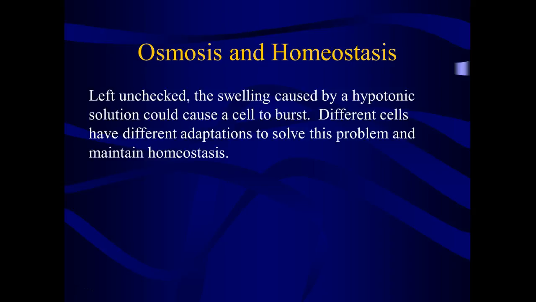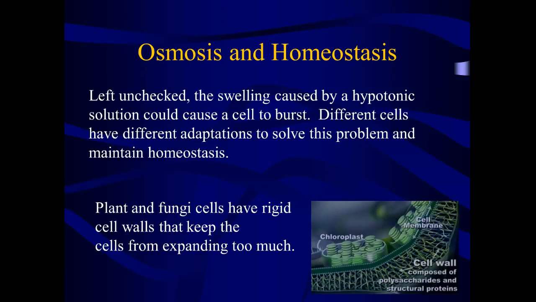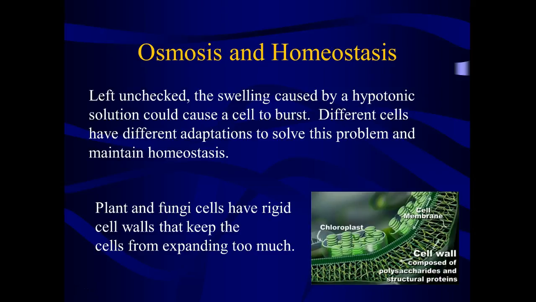So it says, left unchecked, the swelling caused by a hypotonic solution could cause a cell to burst. There are some cells that have adaptations to solve that problem and maintain homeostasis. So plants and fungi cells, they have rigid cell walls that keep the cell from expanding too much. That helps with that process if they're in a hypotonic environment.